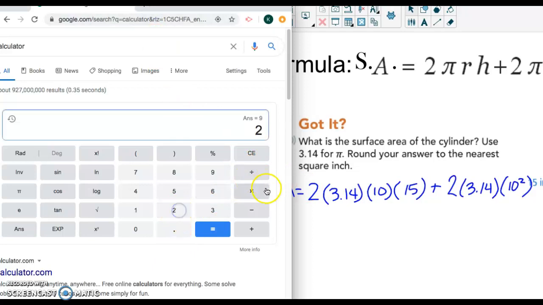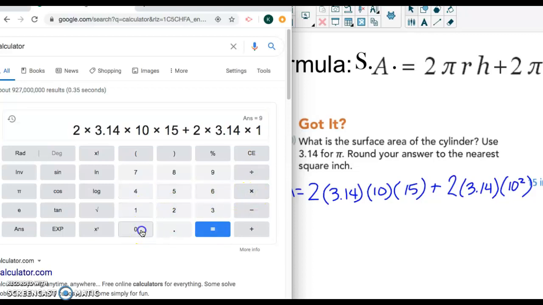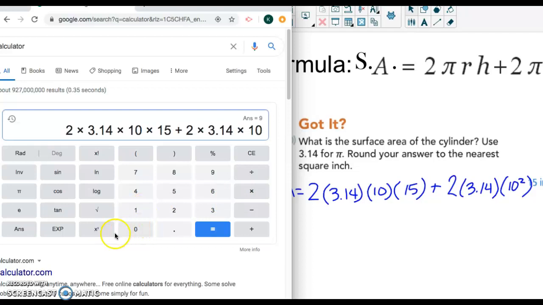So I'm just going to do 2 times 3.14 times 10. I'm just typing this in, times 15. And then I change to plus 2 times 3.14 times, and this is where I'm sure you know how to do all of this, but if you don't know how to do exponents, you're going to click this button right here, 10 to the power of 2, or 10 squared. And it's so cool because if we just type this into a regular 4-function calculator, it's going to give us something totally different, but this calculator does do order of operations.